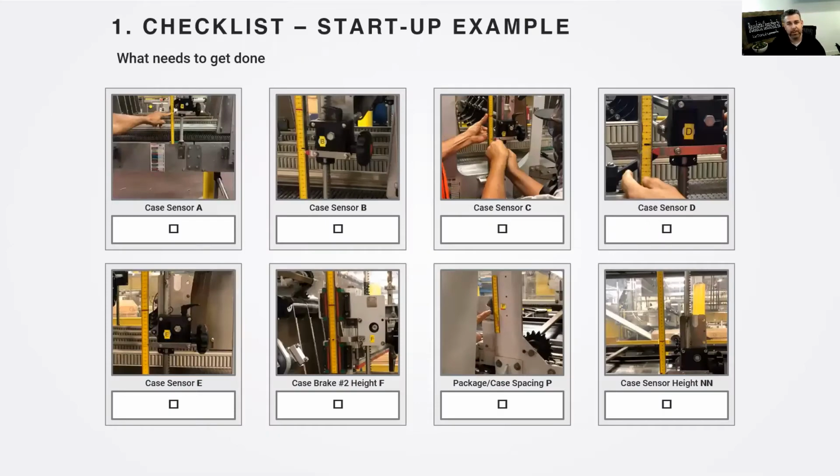So here's a startup example. This would be a checklist on maybe starting up a process before you really start producing. So again, a checklist is what needs to get done. And here's an example of how to make it visual, so that it's not just a list of words that people still have to figure out where things are located. A checklist should be visible, visual, and accessible to the people using it.